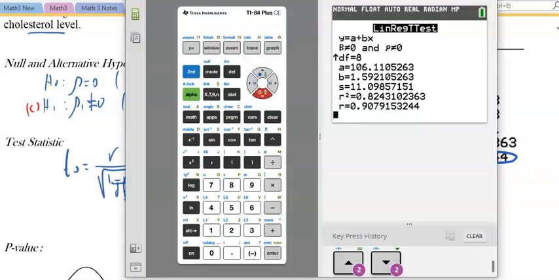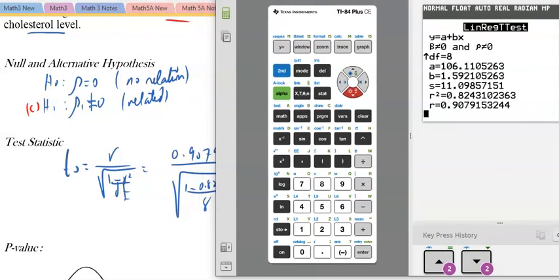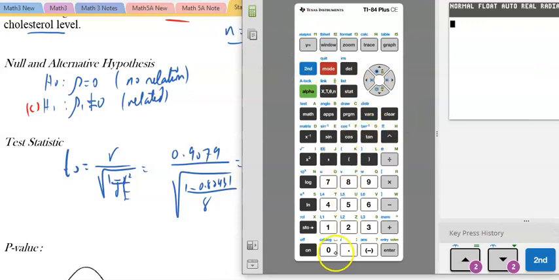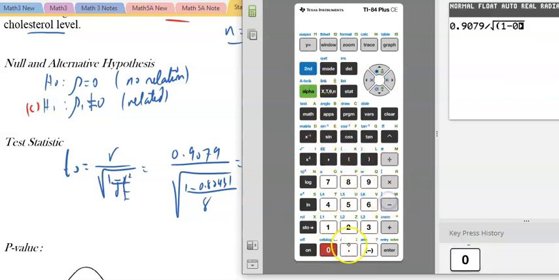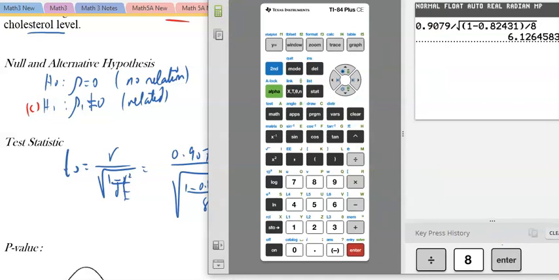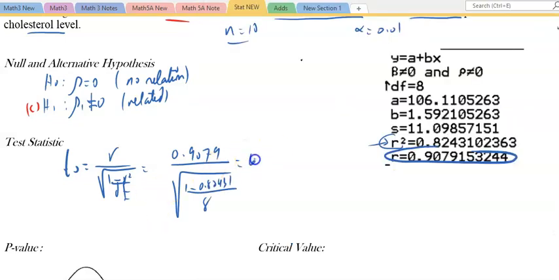I throw this in my calculator. And if I go for 0.9079 divided by the square root of parentheses 1 minus 0.82431 and divide that by 8, I'll get an answer of 6.13.